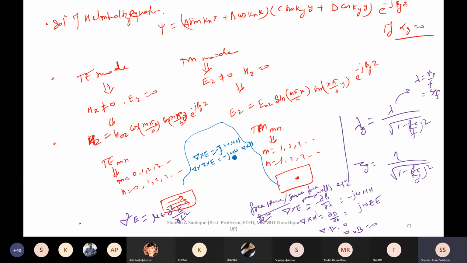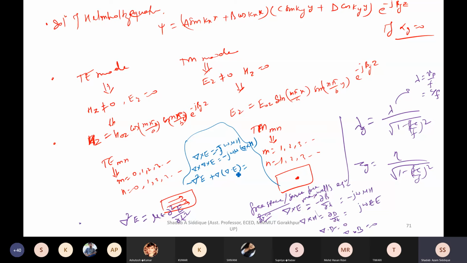We can take j omega mu outside, so we'll get curl H. We can substitute curl H. We have already solved this equation in the third or fourth lecture, so you can go through this. Now we have curl of curl E. Curl of curl of any quantity will give you the Laplacian operator. So curl of curl E will give you minus the Laplacian of E plus the gradient of divergence of E.